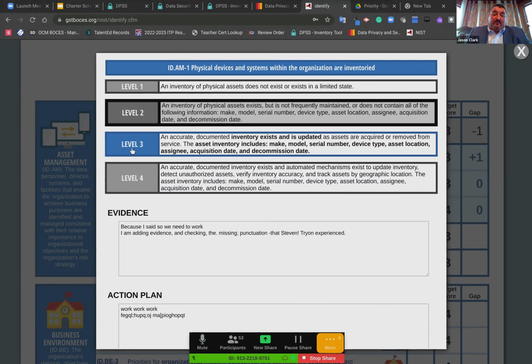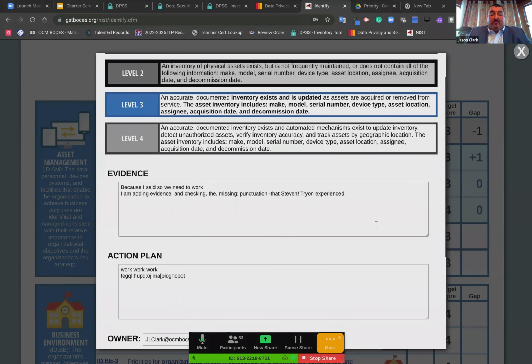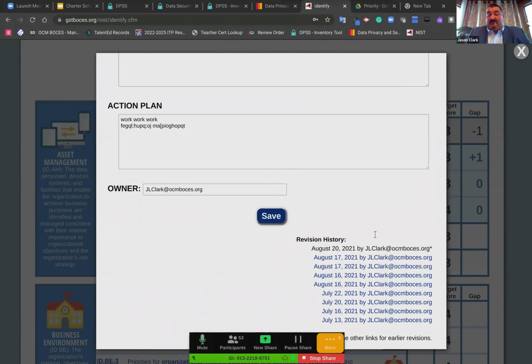You'll see that this level 3 is in blue. At the state level, we have determined that this is adequate for an education entity in New York State. Obviously, getting up to a level 4 is awesome, but if you're able to get to a level 3, that's a good place to be. Along with it, in this tool, we also have a place for evidence and action plan, and then we have a history of everything that's been done around each of these pieces.